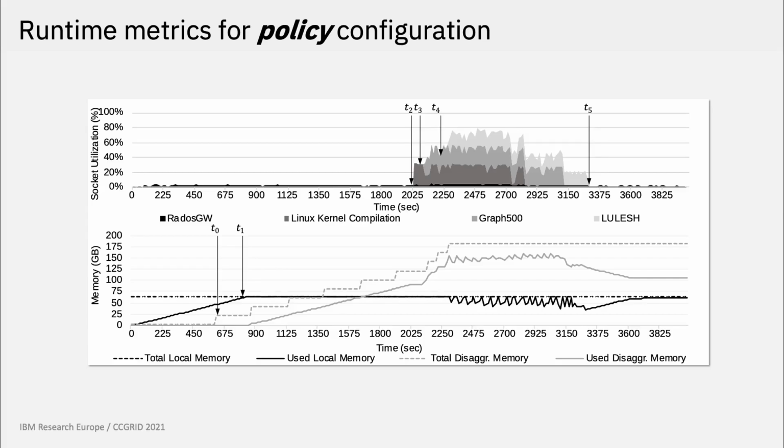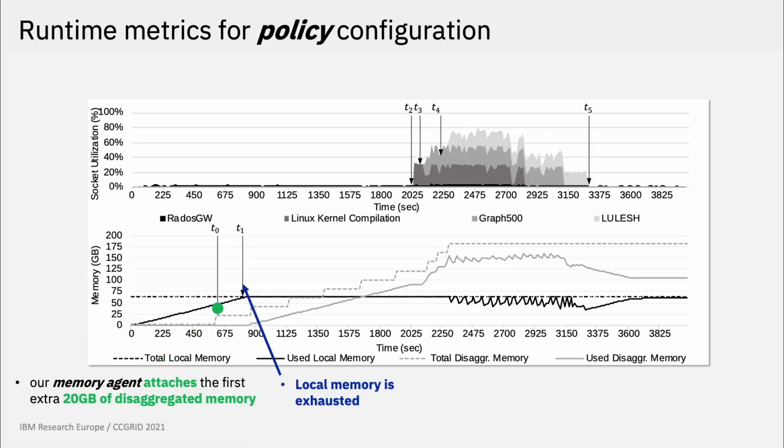At 0 seconds, we start the execution of ResNet training, and we see that as time passes by, the consumption of local memory increases because the Ceph system loads in memory all the objects that the ResNet training is touching. At time point t0, our memory agent attaches the first chunk of disaggregated memory because the utilized memory footprint exceeded the threshold. At time point t1, the local memory of the system is exhausted and all future allocations will fall back to disaggregated memory.